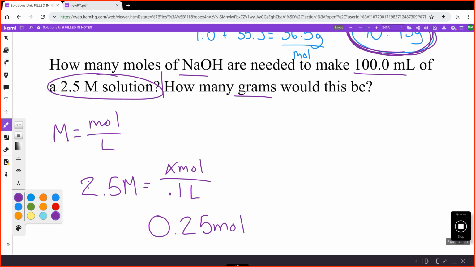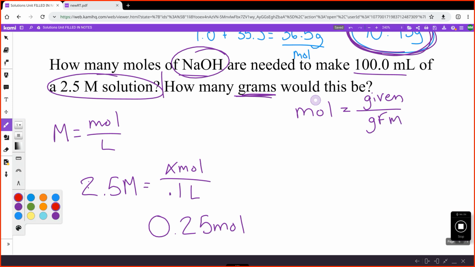But I want to know the grams. Now this part is where the solute actually is important. So if I need to find out the number of grams, I'm going to use the second formula. The moles is equal to the given over the GFM.